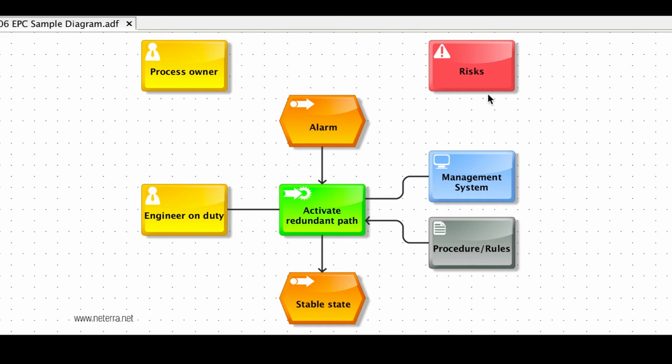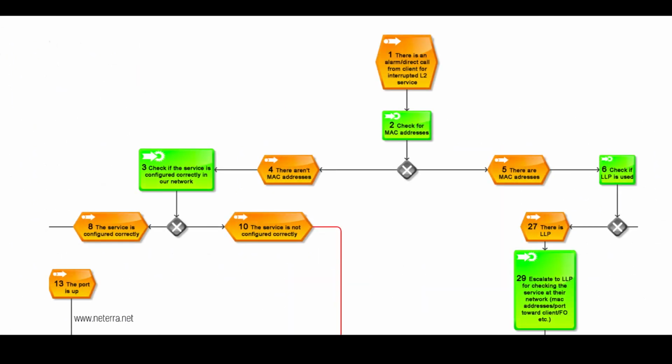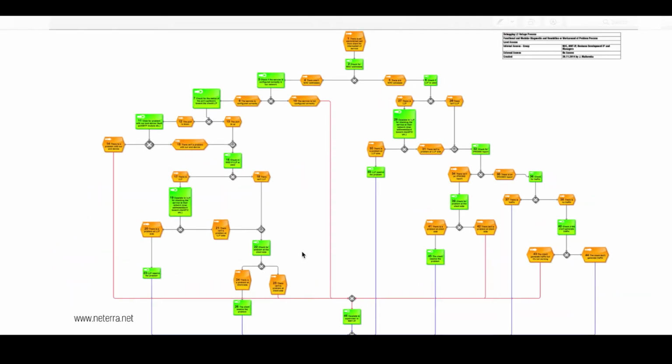In red, we put the identified risks that we need to address. There's also the process owner, who's a different person from the one executing the action. This is an event-driven process chain diagram representing a real diagnostics process in Neterra.